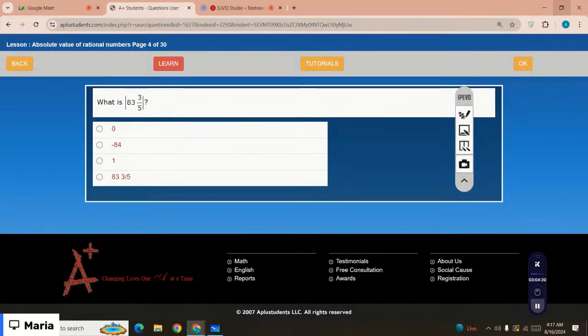What is the absolute value of 83 whole 3 by 5? So which is the correct option? The correct option is 83 whole 3 by 5. It is already a positive number, right? So the absolute value is exactly the same. 83 whole 3 by 5 is the correct option.